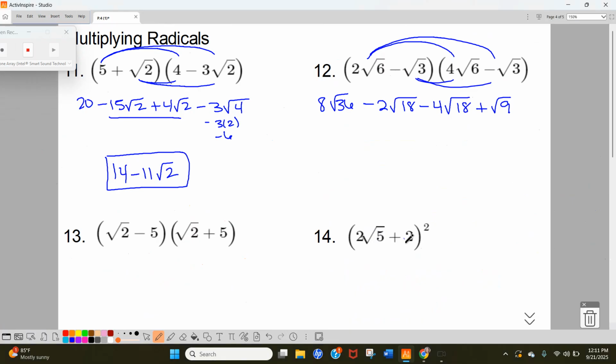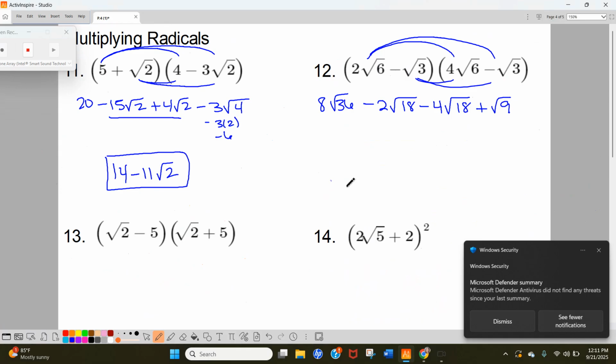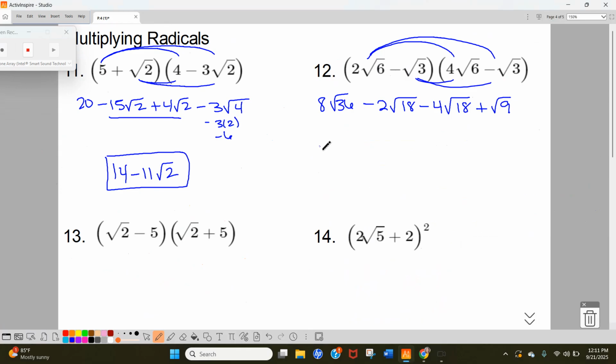All right, so then this is 8. Sorry about all that. This is 8 times 6. We can break this into 9 times 2. Same thing here. This is just 3. So then this would be, what is that, 48? And then pull a 3 out here. So this would be 2 times 3. So that'd be 6 root 2.